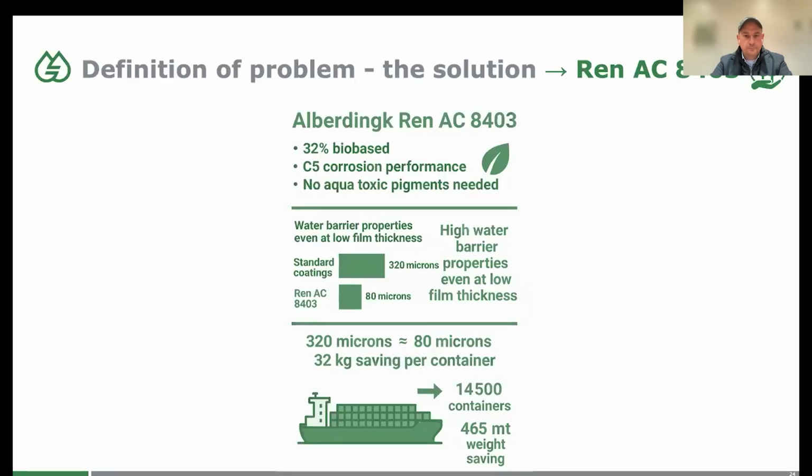you are saving 32 kilograms of paint per container. And on a normal shipping vessel with 14,500 containers, you can save 465 metric tons of weight only because of the paint. So you have less fuel, you will have less carbon being emitted by the ship because it's a lighter transport, and you would not need to sacrifice the resistance of the shipping container.